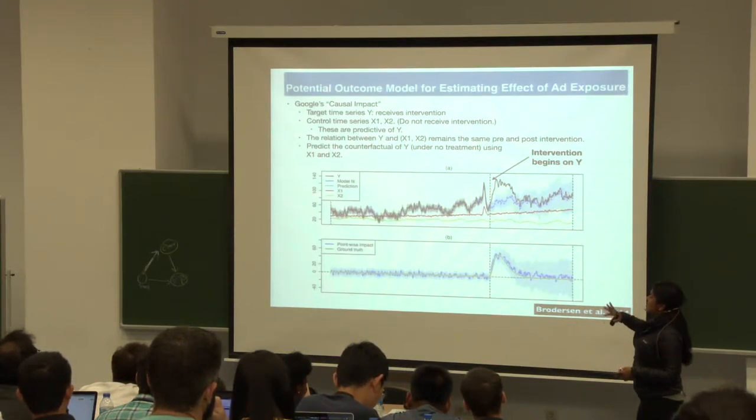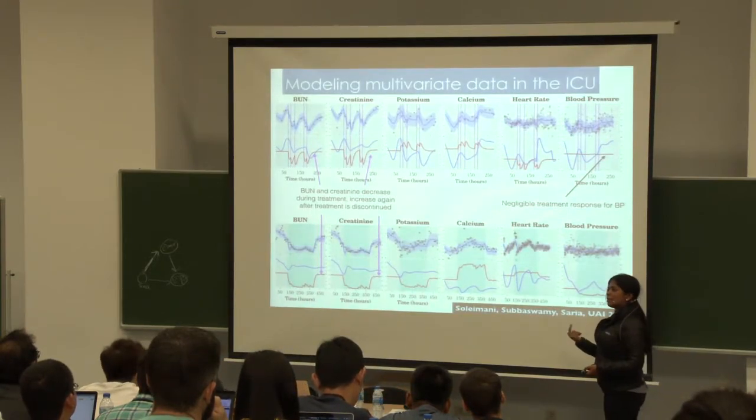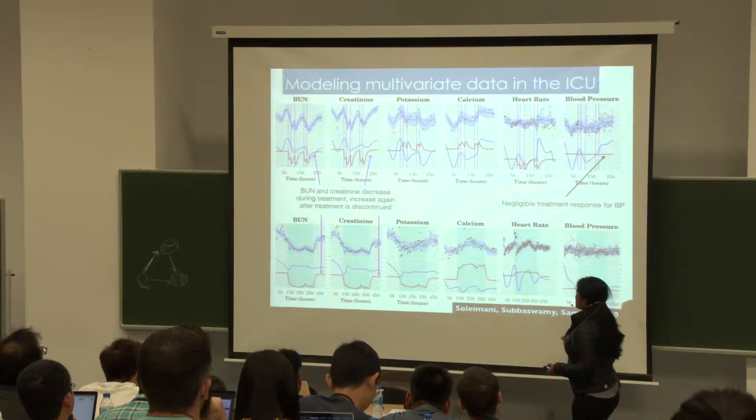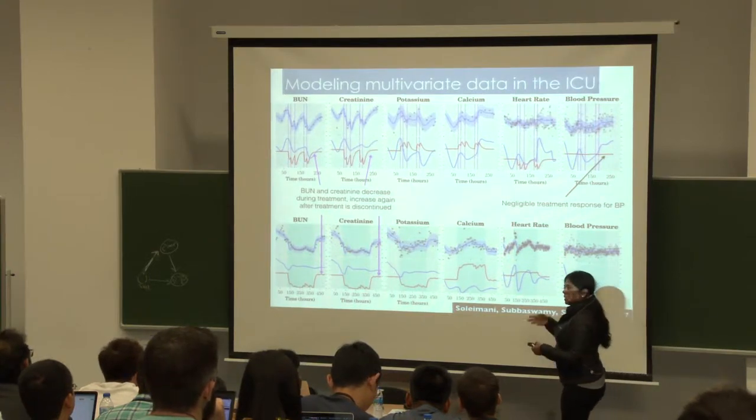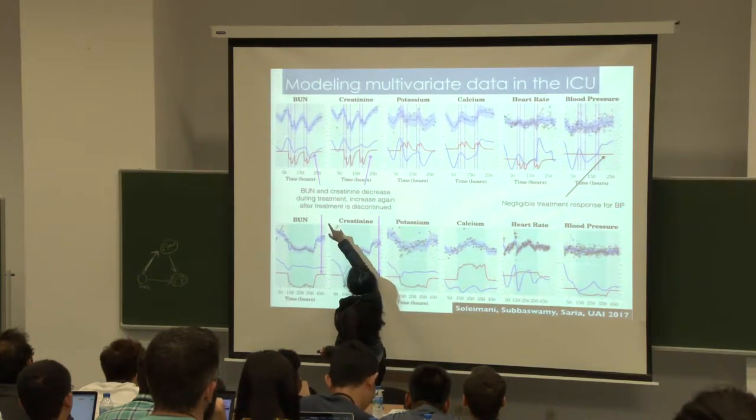So these are just examples to play with. And this is the third one, which I put in response to your question yesterday. Here we're building a very rich potential outcome model where we have very large numbers of physiologic signals.